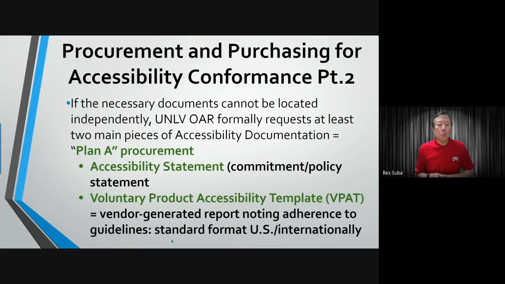When we encounter a request, what everybody on both sides of the desk are hoping for is what we would call a Plan A procurement. That means that the vendor, the corporate entity, has an accessibility statement or a commitment statement, it's like a mission statement, but about accessibility. And they have a per product VPAT or voluntary product accessibility template.